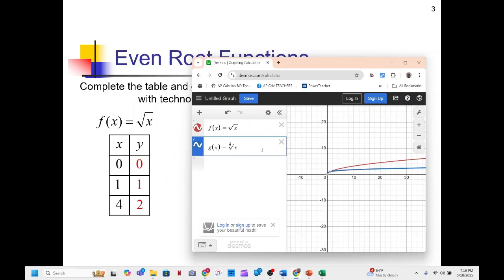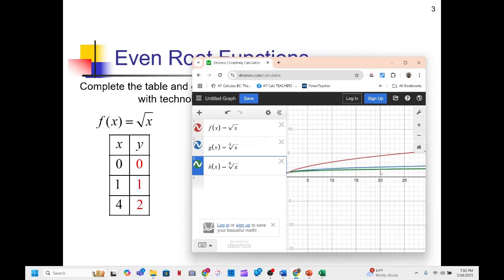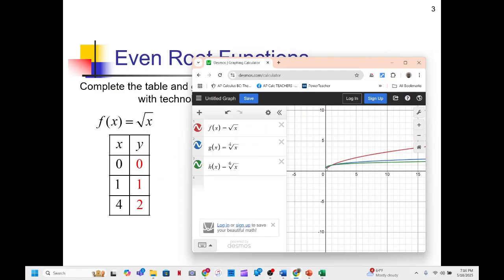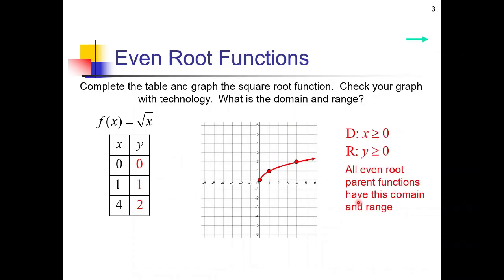And if we keep going, let's do the sixth root. So we've got 6 and x, and we see that that one's growing even more slowly than the fourth root. But all of these roots are ending at (0, 0) because you can't take an even root of any negative number. So in general, all even root parent functions are going to have this same domain and range. So we're going to treat them all kind of equivalently when we turn around and try to graph these transformations.